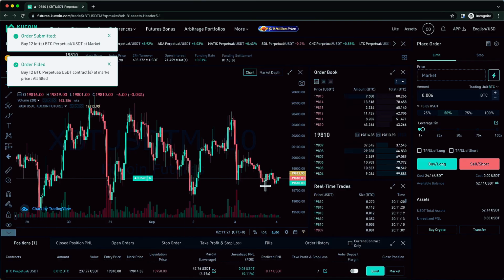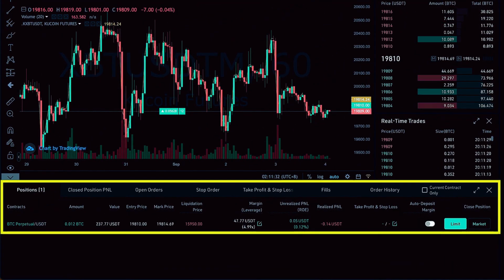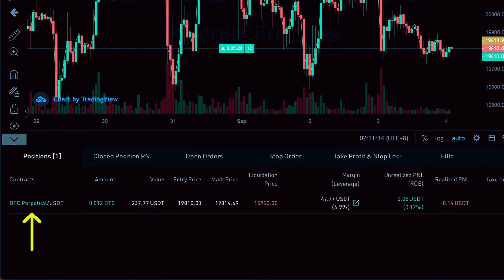Because it's a market order, it has been filled immediately and we can see it down here under positions. The contract name appears in a green color, which means that this is a long position. Next to the contract, we can see our position size, the current value of our position, and our entry price.